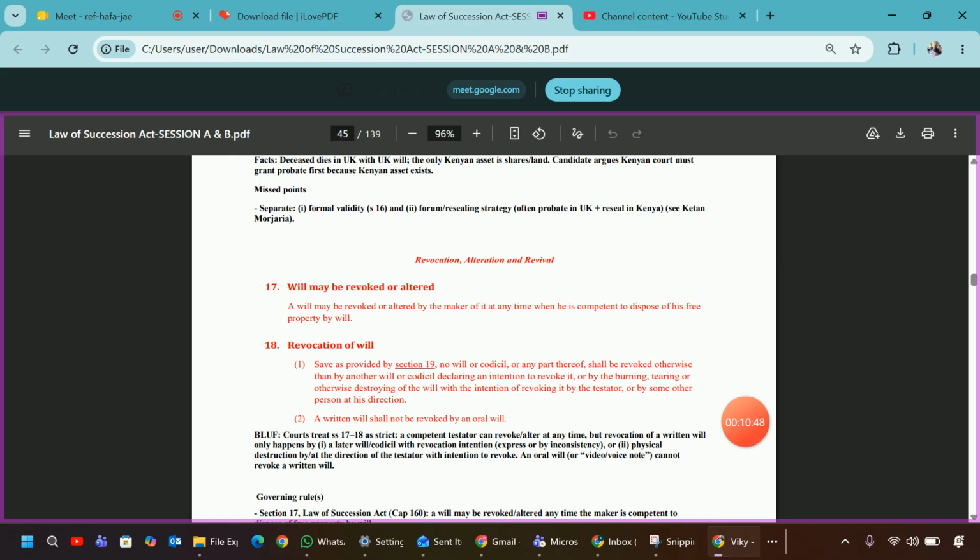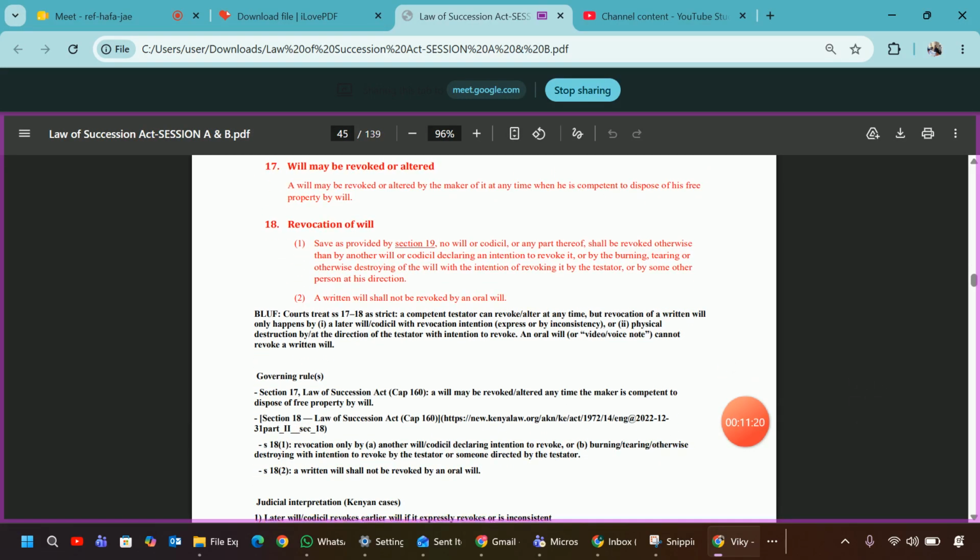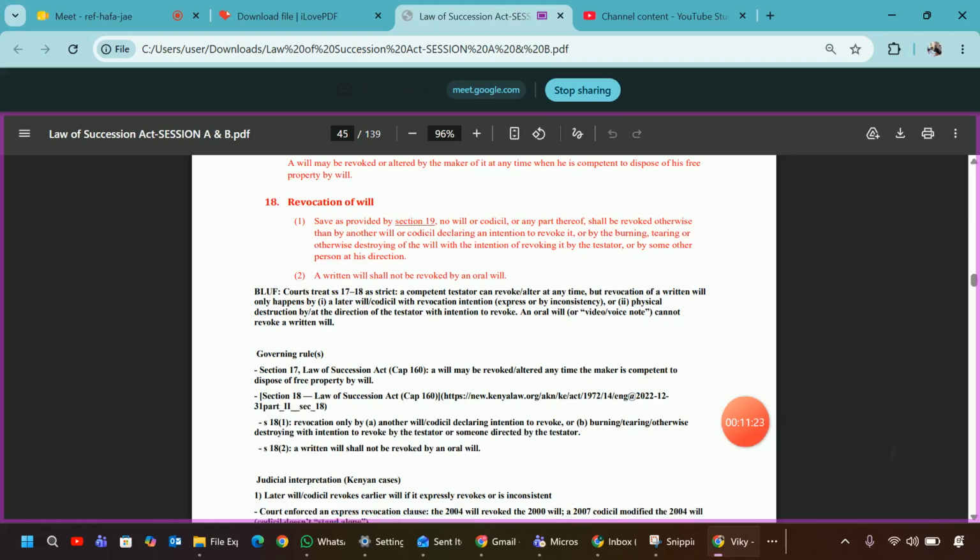How have courts treated section 17 all the way to 18? They have interpreted it as a strict mandatory step where a competent testator can revoke or alter his will at any time, but revocation of a written will only happens: 1. By a later will or codicil with revocation intention, expressly or by inconsistency, or 2. Physical destruction by or at the direction of the testator with intention to revoke. An oral will or video or voice notes cannot revoke a written will.